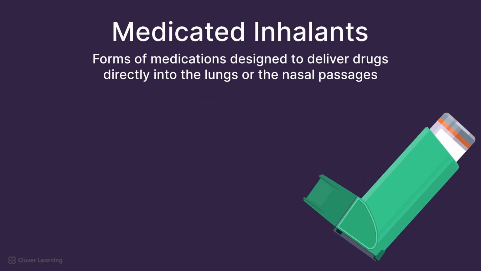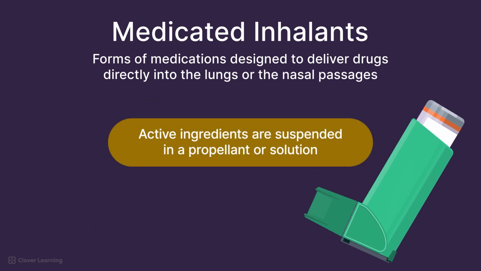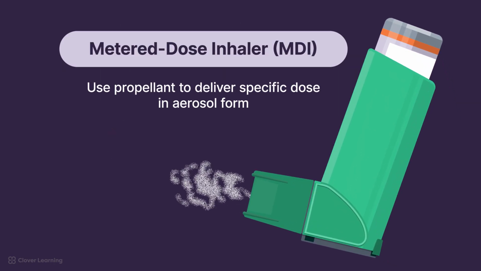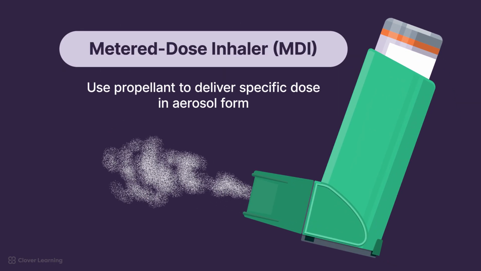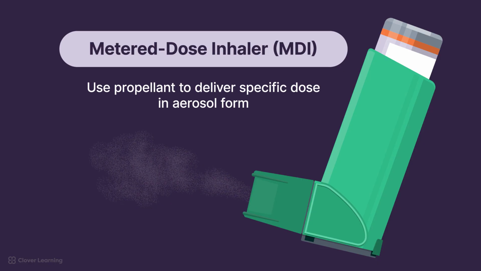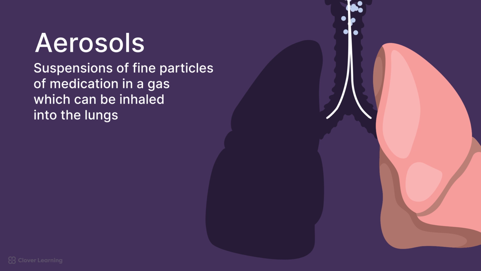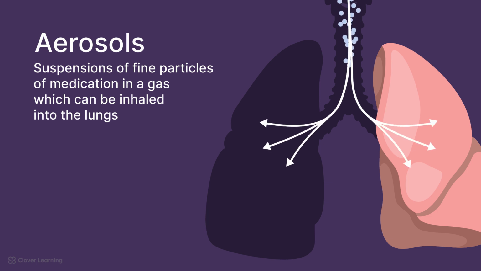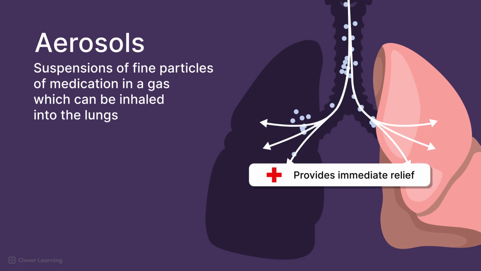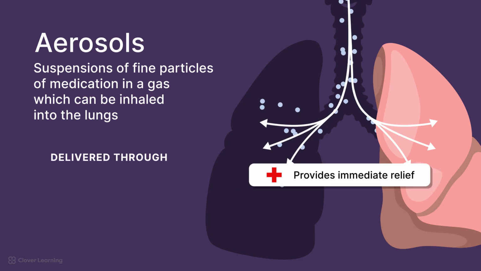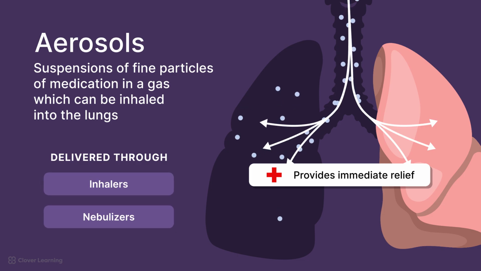These medications are produced through a process that ensures the active ingredients are suspended in a propellant or solution, making them easy to inhale. For example, metered dose inhalers, MDIs, use a propellant to deliver a specific dose of medication in aerosol form. Aerosols are suspensions of fine particles of medication in a gas, which can be inhaled into the lungs. The particles are small enough to penetrate deep into the bronchial tubes, providing immediate relief from symptoms. Aerosols can be delivered either through inhalers or nebulizers.